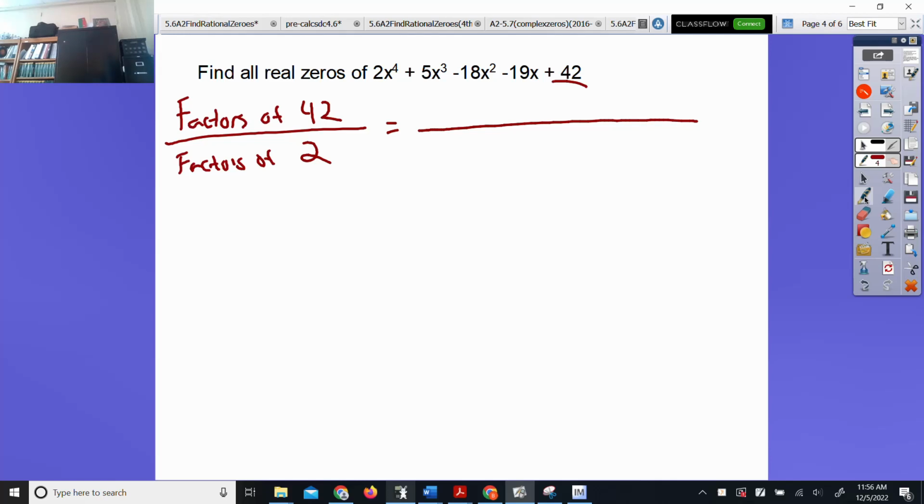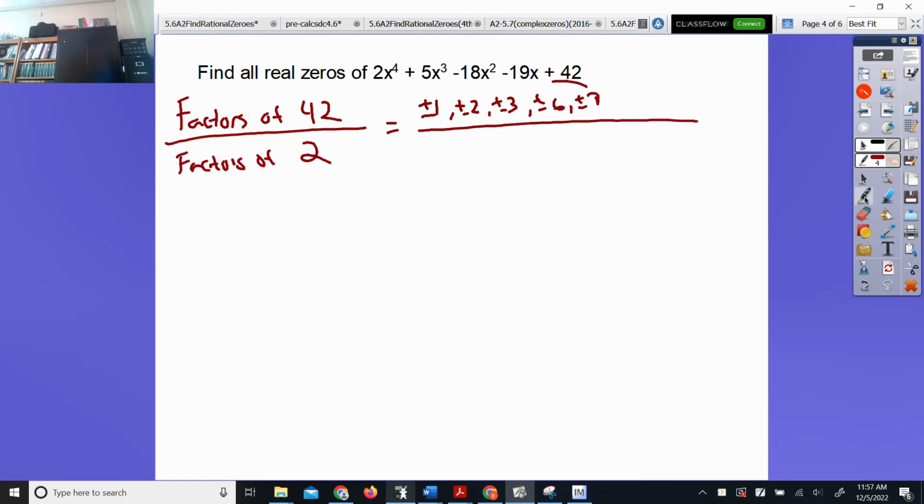Factors of 42 in increasing order. Negative 1. Start with 1. If you don't know anything, start with 1. Given. 2. 3. 6. 7.